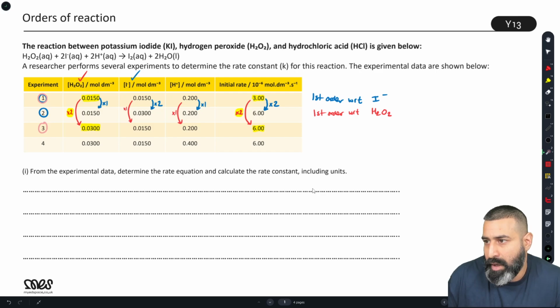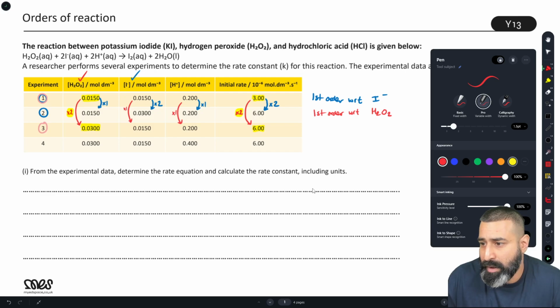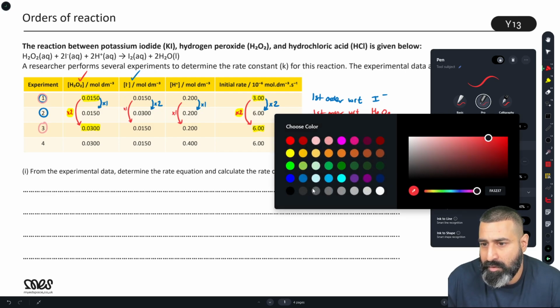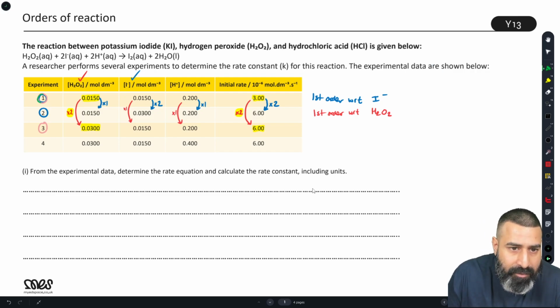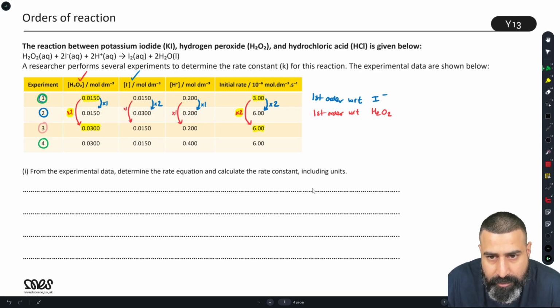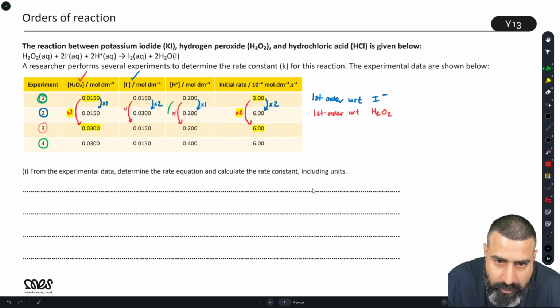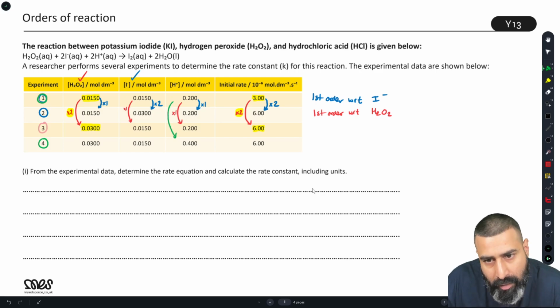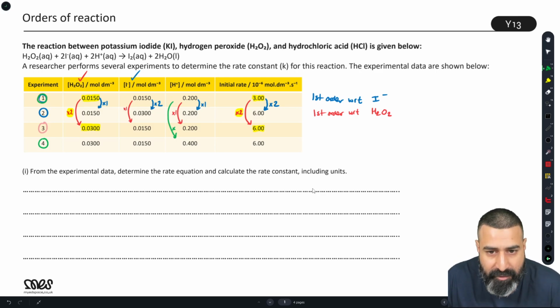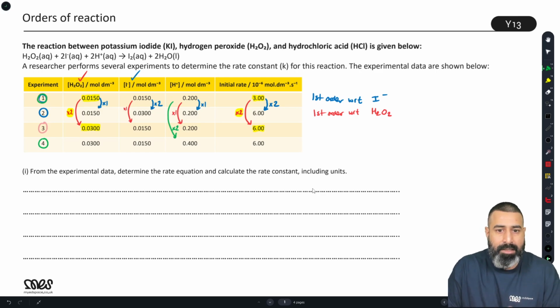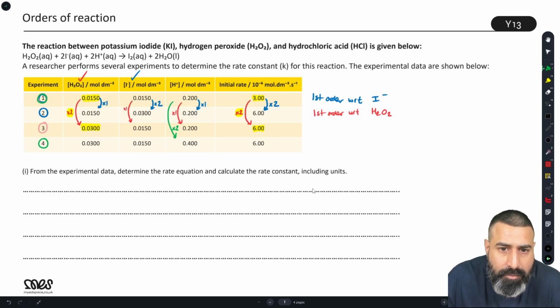So the only runs where the H plus concentration is changed is between runs 1 and 4. So let's go with this green color. Okay, so now let's have a look at runs 1 and 4. So to go from 0.2 to 0.4, to work out the scale factor, you do 0.4 divided by 0.2, so that will give you a scale factor of 2. I'm doubling the H plus concentration.